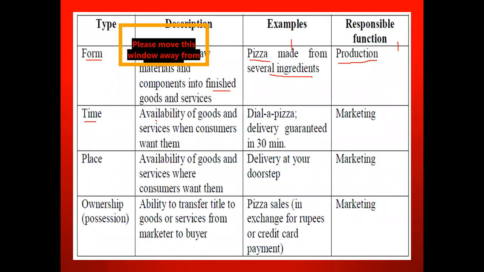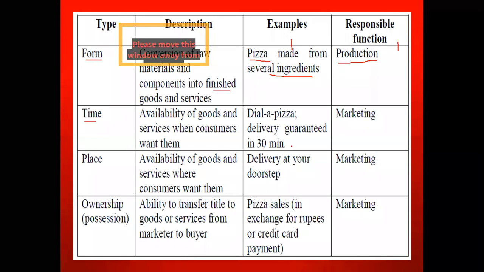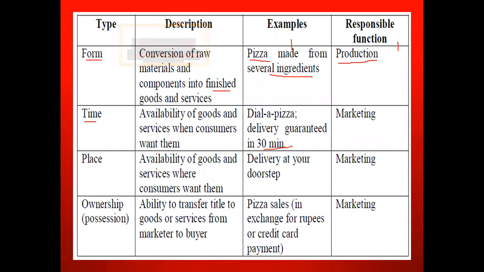For example, dial a pizza, delivery guaranteed in 30 minutes. What is their concept? The pizza is there, but give 30 minutes for your delivery. That is an example. Here we are doing marketing, and this is how we market it: the pizza comes to your house in 30 minutes. If 30 minutes pass, I will give the pizza for free, and the pizza will be hot, not warm. That is their marketing strategy.